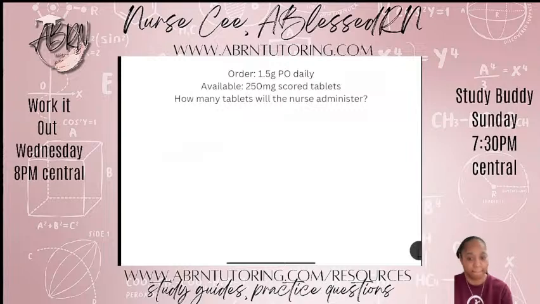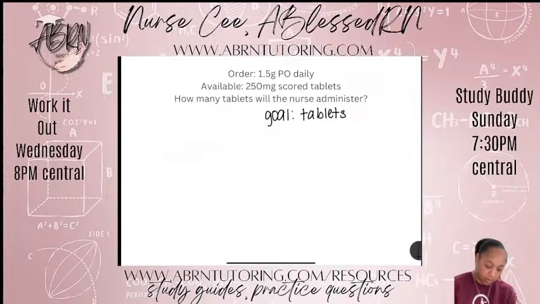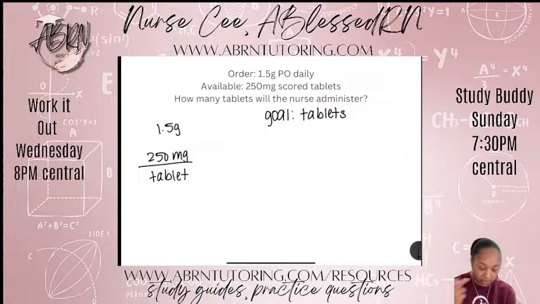Okay? All right, so 1.5 grams PO daily. Available is 250 milligram scored tablets. All right, how many tablets will the nurse administer? So this is just showing you we can do dimensional analysis with conversions. Now we're on tablets and oral medicines, right? So we're looking for what? Tablets, right? So our order is 1.5 grams. Our available medicine is 250 milligrams per tablet. And that's all it gives us, right? So we're looking for tablets.